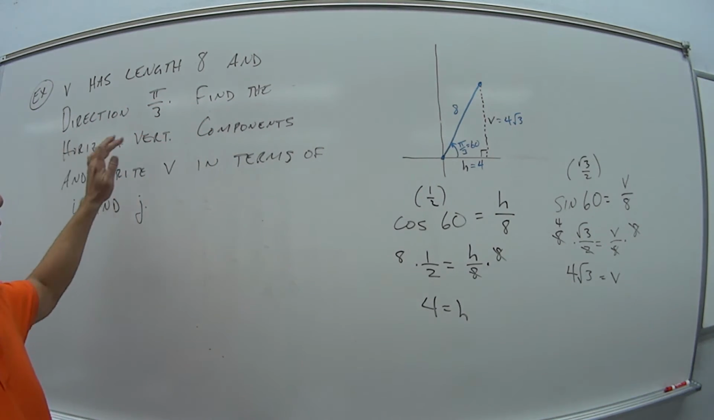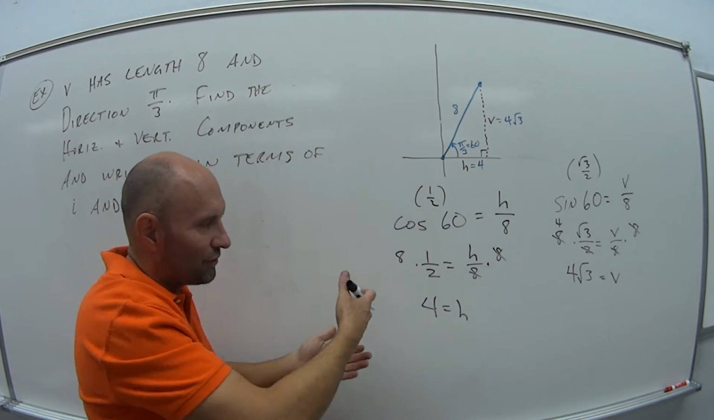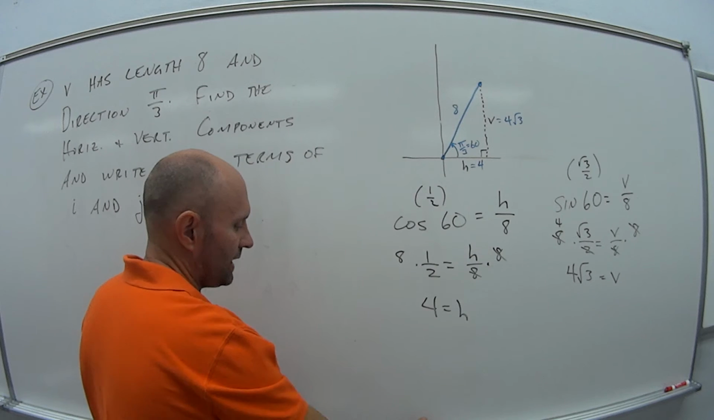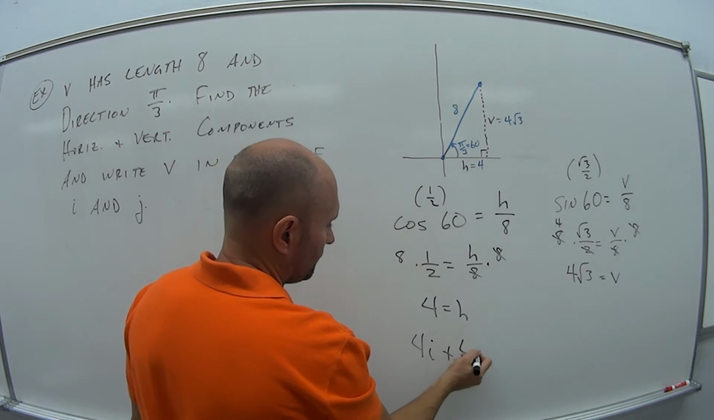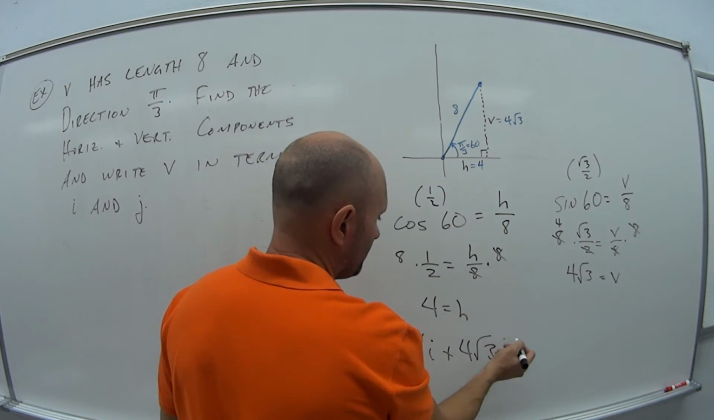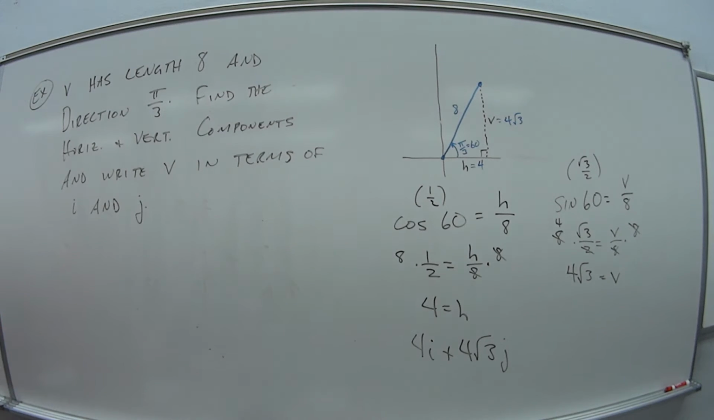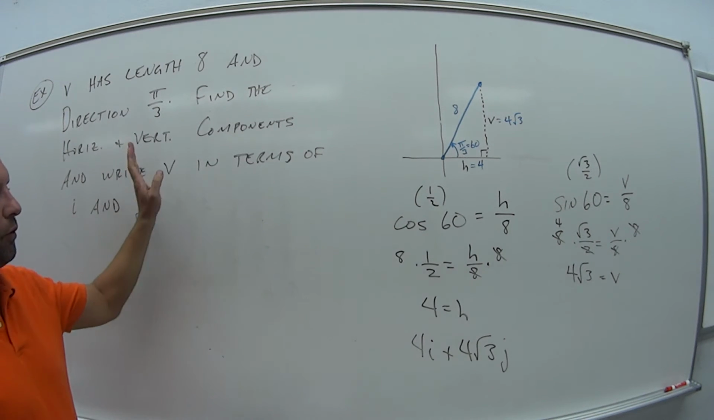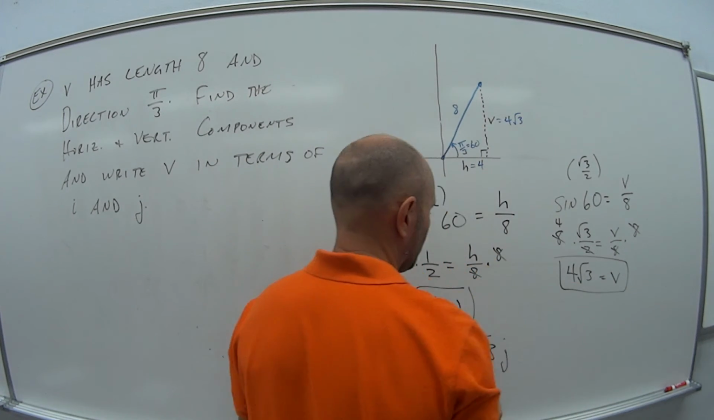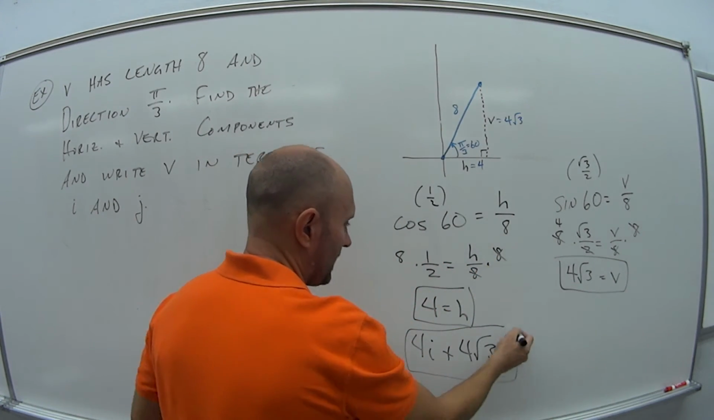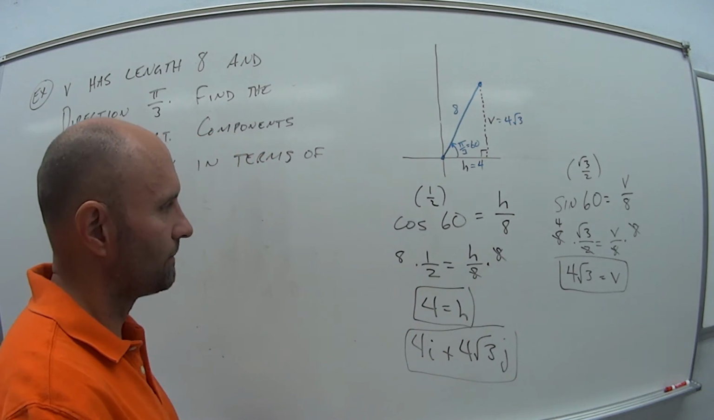So that's the first part, our horizontal and vertical components. Then we want it in terms of i and j, so all we do is put i in front of our horizontal and j in front of the vertical. So we get 4i plus 4 square root of 3 j. So that answers this problem. What are the horizontal and vertical components? Horizontal 4, vertical 4 square root of 3. Write it in terms of i and j: we just put the i with the horizontal piece and j with the vertical piece.